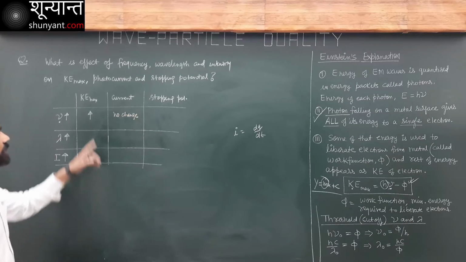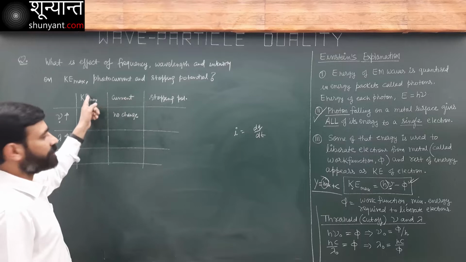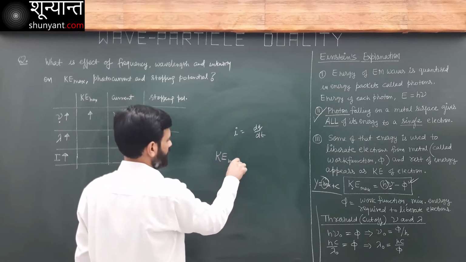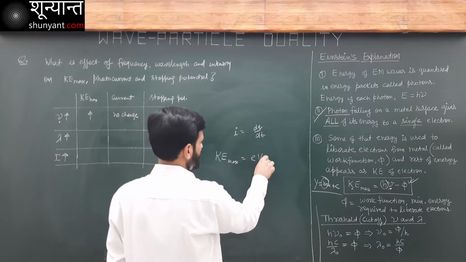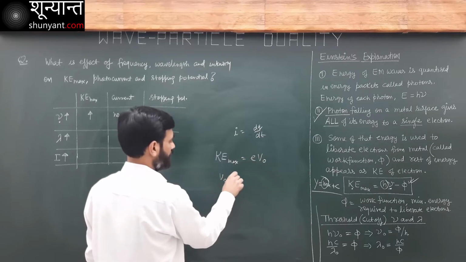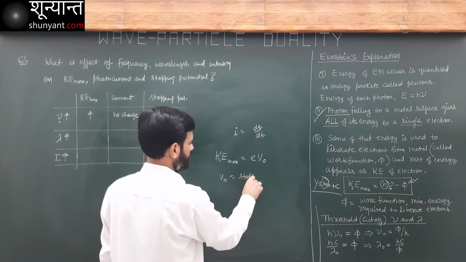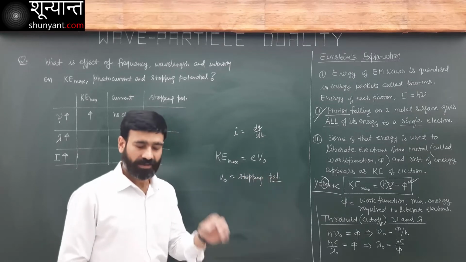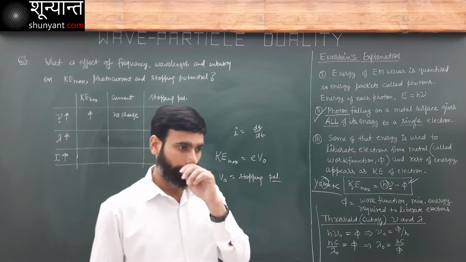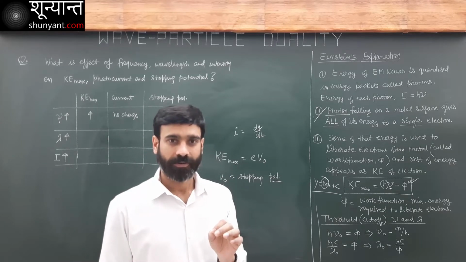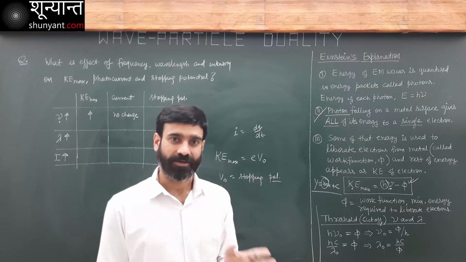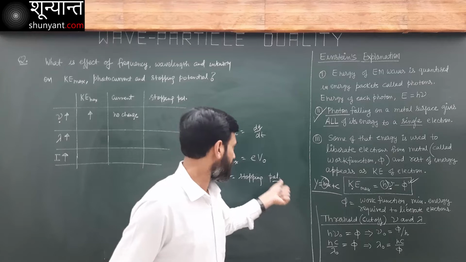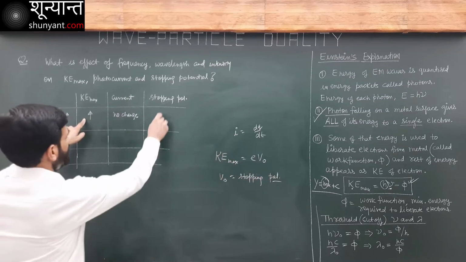No change. Stopping potential is directly related with kinetic energy maximum. Remember this. Kinetic energy maximum is equal to e times V naught. This V naught is stopping potential. Stopping potential is the negative potential required to stop even the most energetic electrons. That depends only on kinetic energy. So if this increases, this also increases.